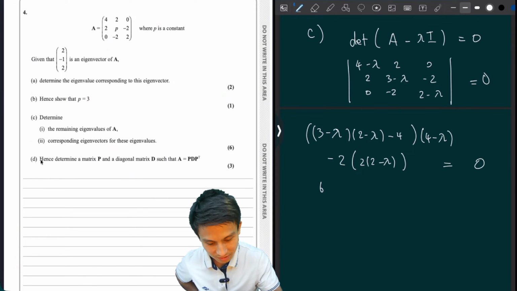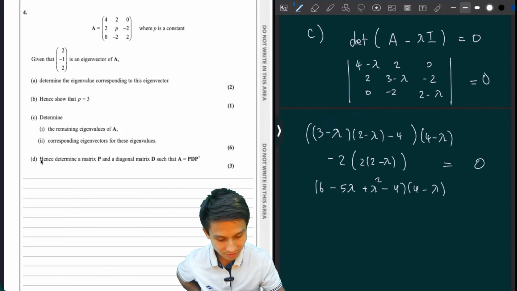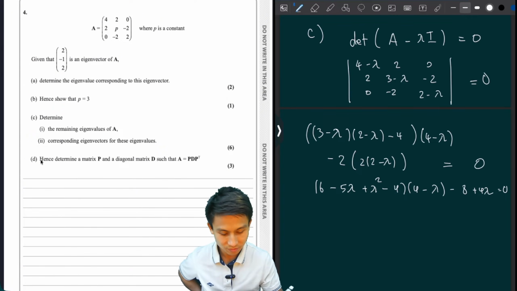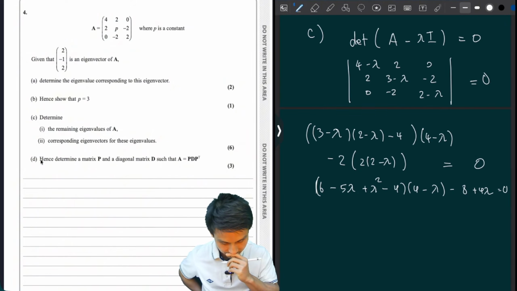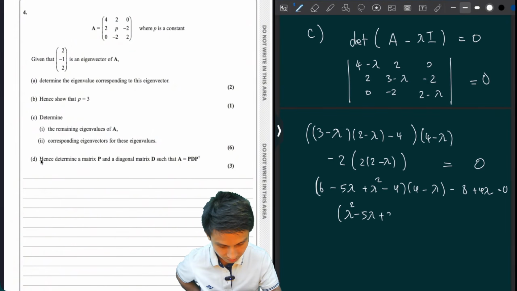Okay, so 6 minus 5 lambda plus lambda squared, minus 4 minus lambda there, and then minus, multiply this all out, I get 8, and then plus 4 lambda, equals 0. Yeah, we probably have to do that. So if we simplify that first, we get lambda minus 5 lambda plus 2 times 4 minus lambda there, minus 8 plus 4 lambda equals 0.